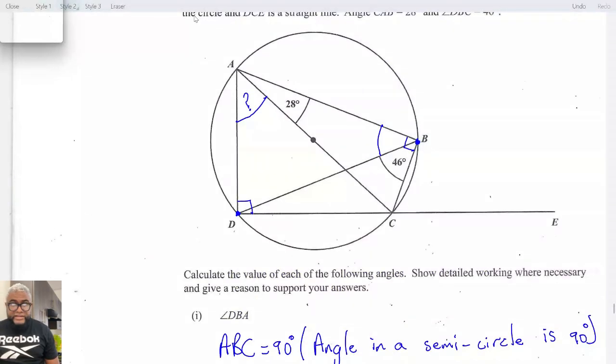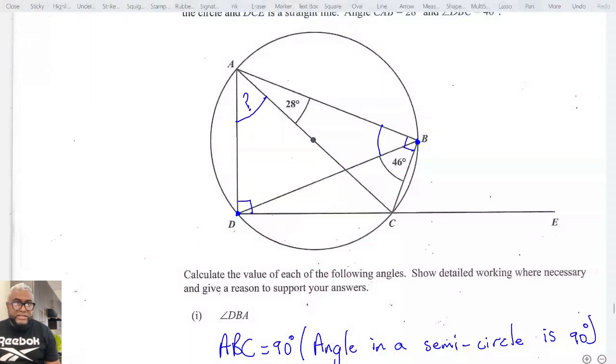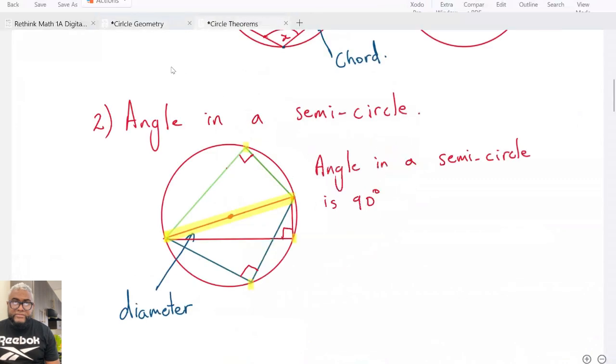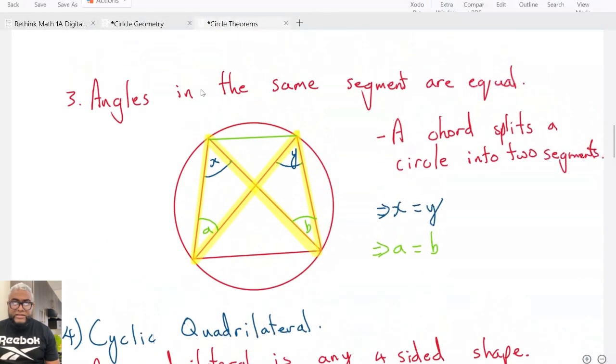So let me unpause this. Right. So we want to find DAC, right? So we go back to the circle terms. Watch the butterfly. This is the butterfly. Angles in the same segment are equal. If you have a chord which splits a circle into two segments, then angles X and Y are equal. You see the butterfly there?